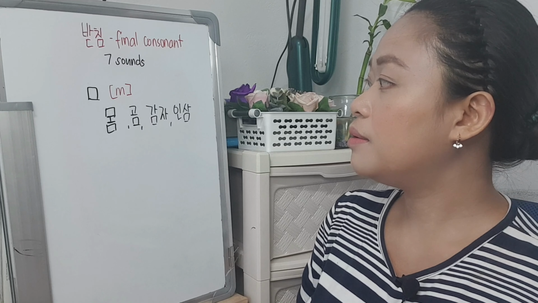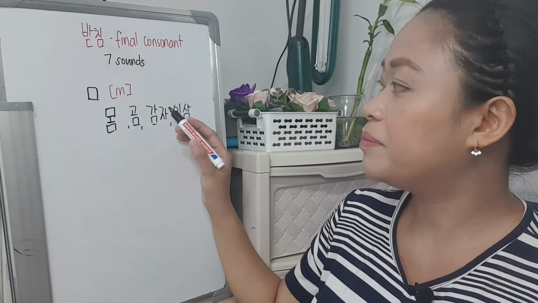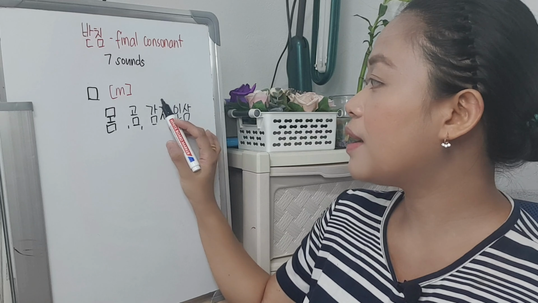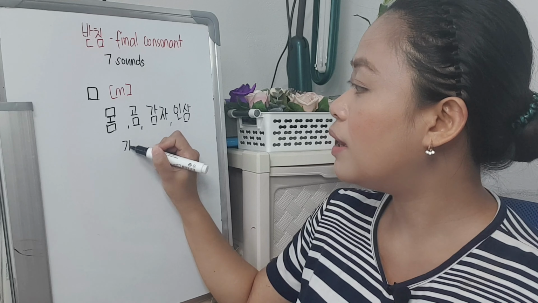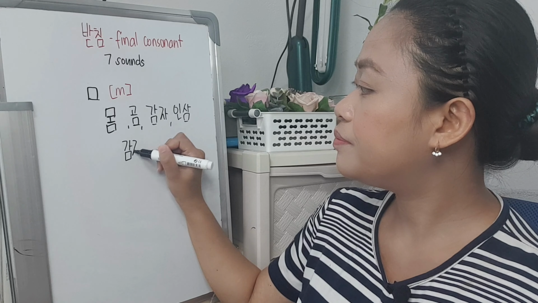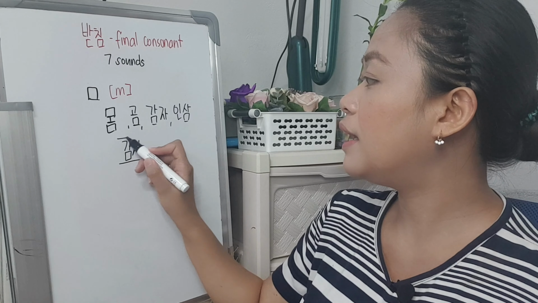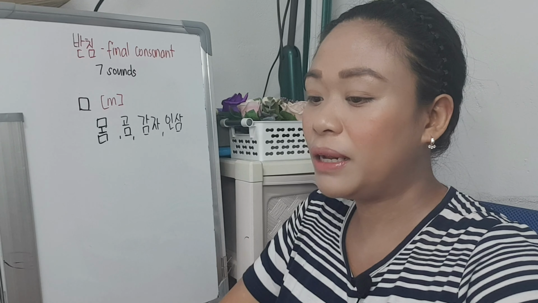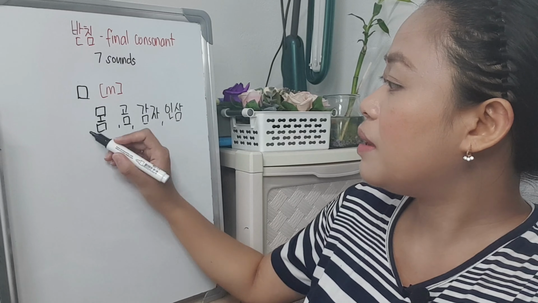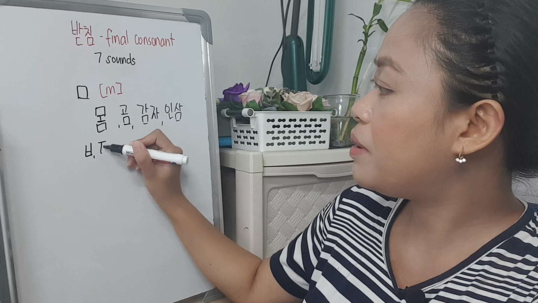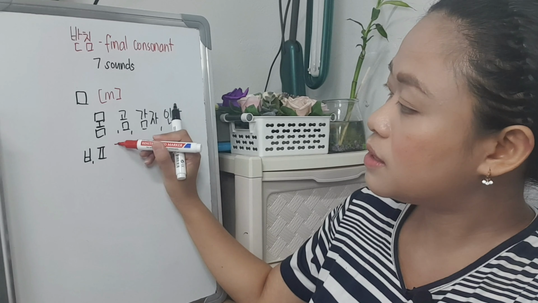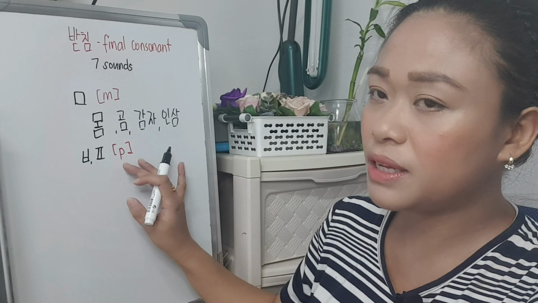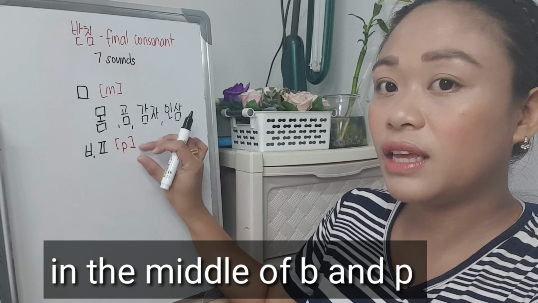Also remember this when you write Korean, though sometimes I'm guilty of this myself. When you write Korean, for example kamja, it should be one line. But sometimes, when you're writing pali-pali, it's not. One that we have is biyip and piyip, which represent P. But sometimes it's in the middle.